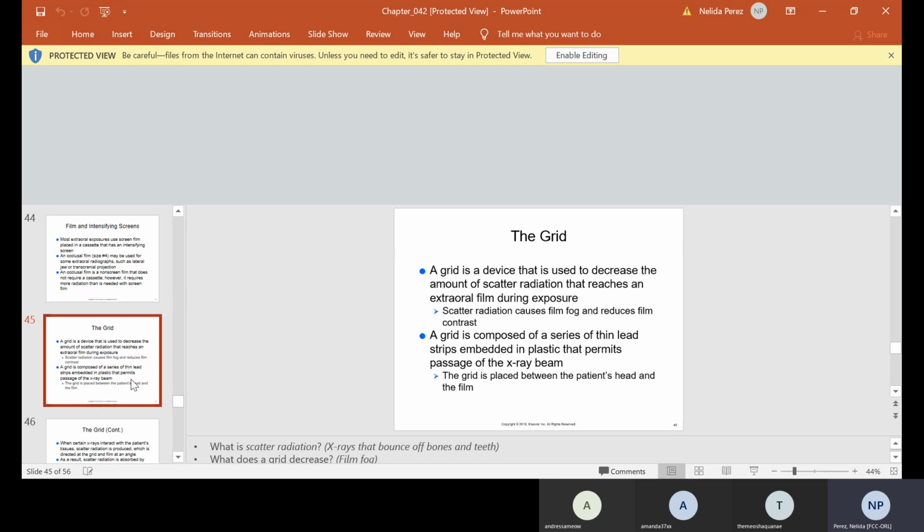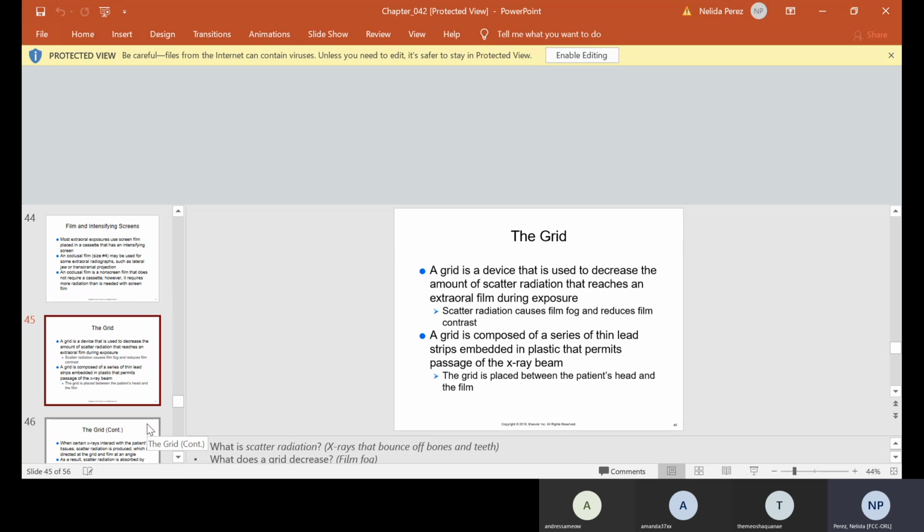The grid. A grid is a device that's used to decrease the amount of scatter radiation that reaches an extraoral film during exposure. Scatter radiation causes film fog and reduces film contrast. A grid is composed of a series of thin lead strips embedded in plastic that permits passage of the X-ray beam, and the grid is placed between the patient's head and the film.